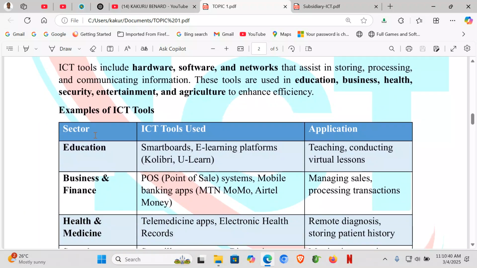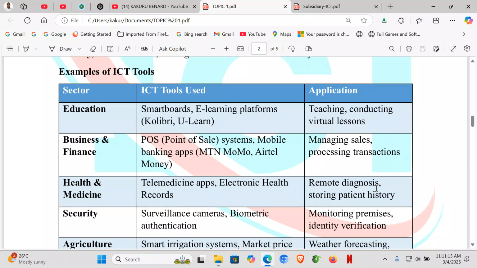For example, when it comes to this table, we have sector, ICT tools used, then application. Education, we have smart boards, e-learning platforms like Kolibri, uLearn, etc. The application, these ones are for teaching, conducting virtual lessons. Then business and finance, we have a point of sale system, we have mobile banking apps, talk about MTN MoMo, Airtel Money, and all those. These are for managing sales and processing transactions.